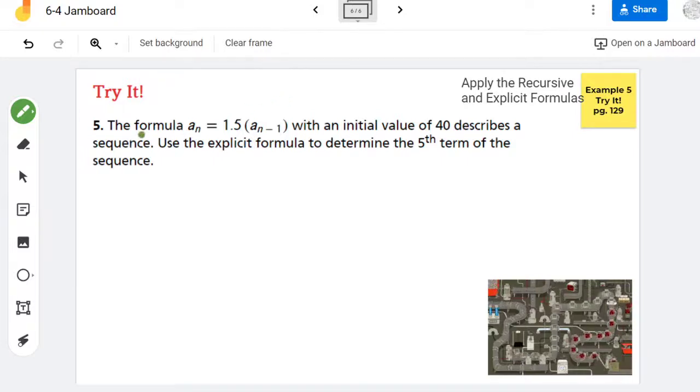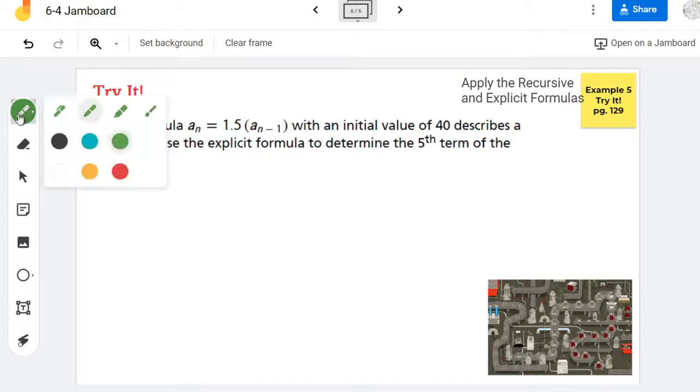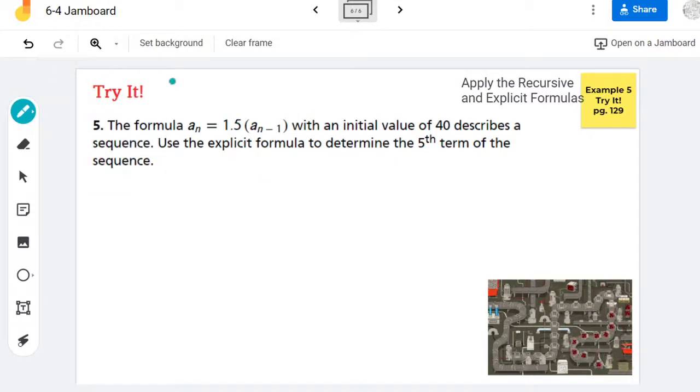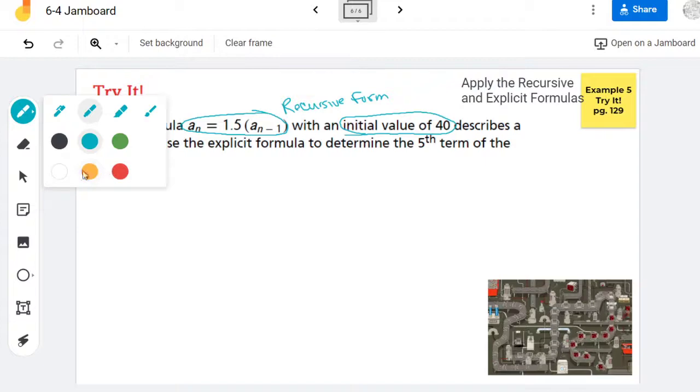All right. Now on this one, it gives us a formula. Now recognize this is a recursive formula. And you know it's a recursive formula because it has the n-1 notation here, but it also states an initial value. Okay, so this is the recursive formula. And so they want us to write the explicit formula.